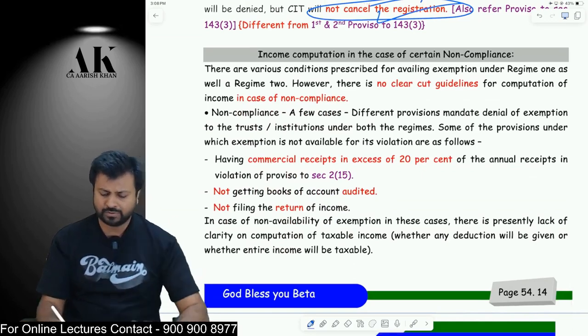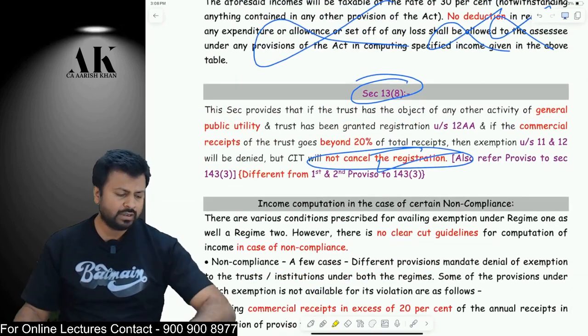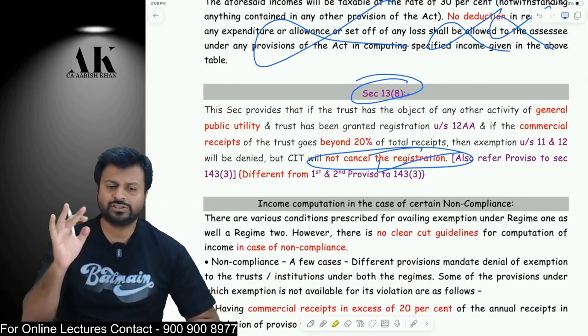Okay, now the next provision, the moral of the story was what? The moral of the story of this provision was you will lose the exemption, but you will not lose what? You will not lose the registration under the income tax law.